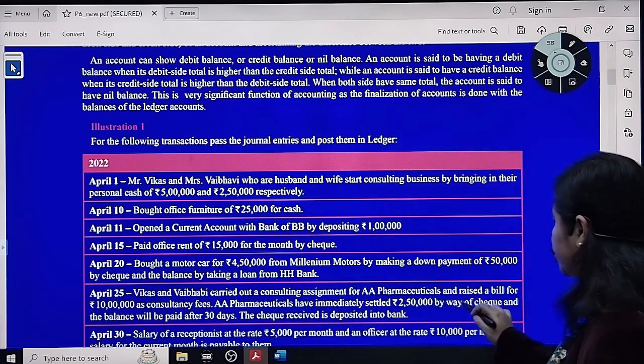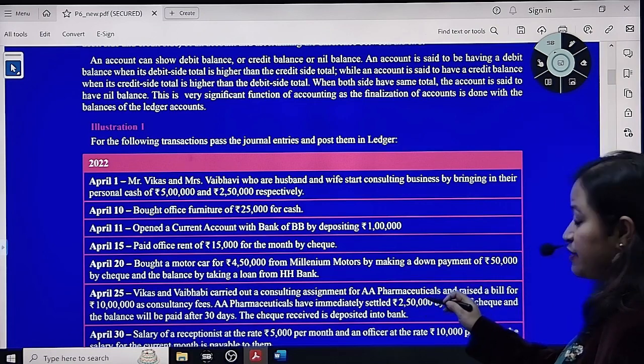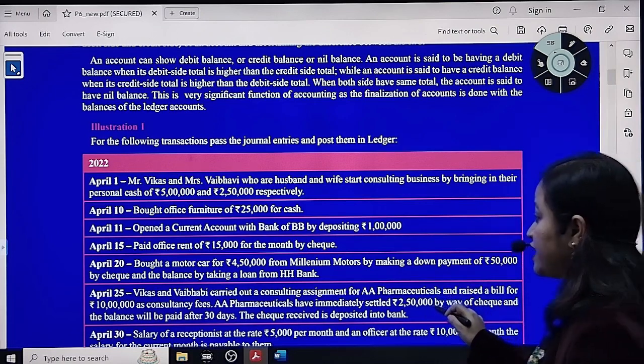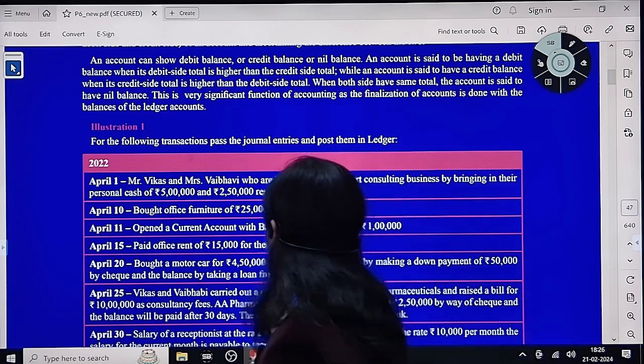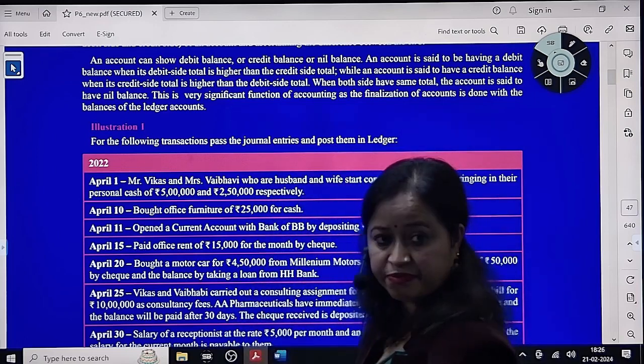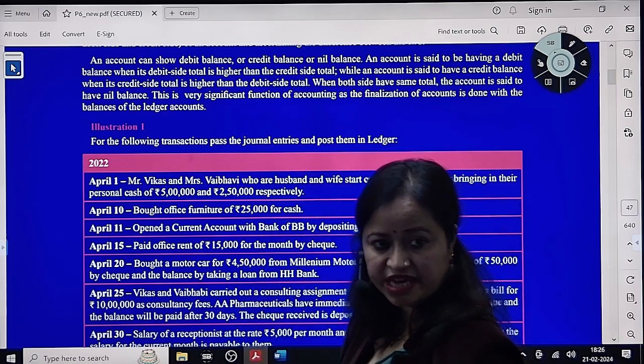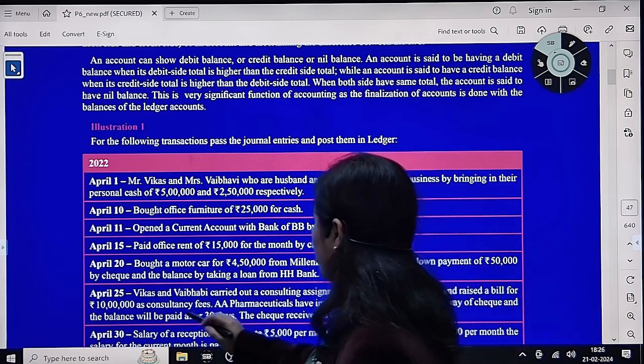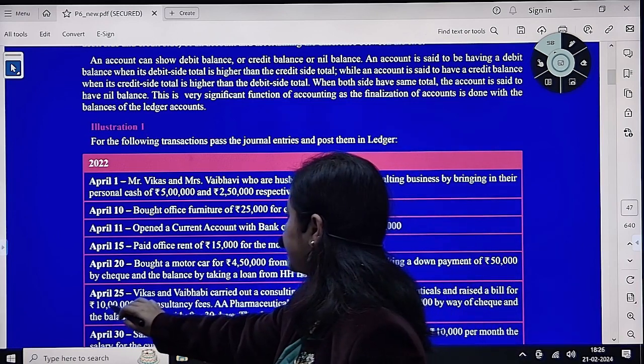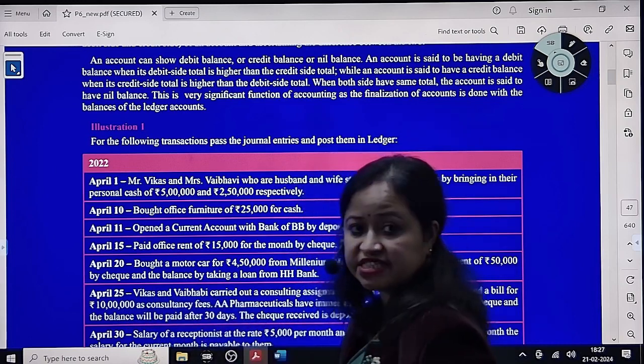2,50,000. So that is by check. So here it will be bank account. Okay. So the rest, AA Pharmaceutical will be paying; they have not yet paid. So we are to get 10 lakh rupees as consultancy fee, right?